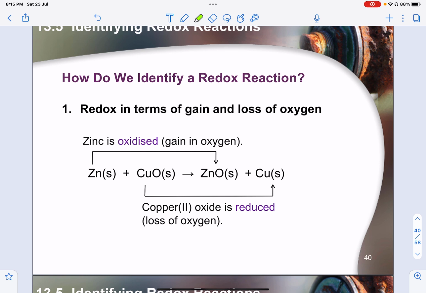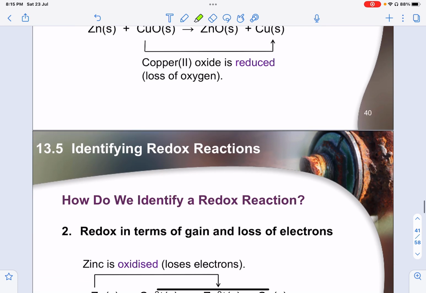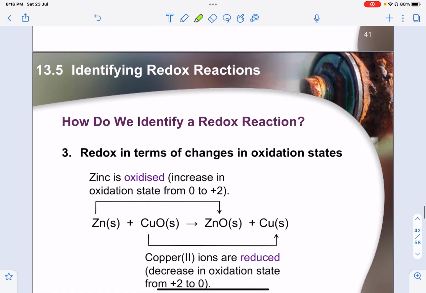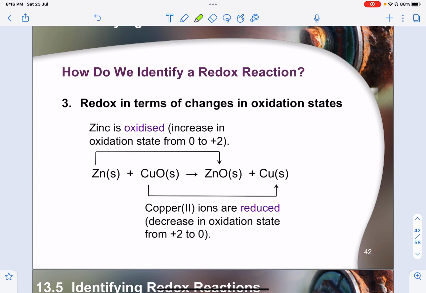So in this case, we could see that zinc has gained oxygen to form zinc oxide, and this is oxidation. Whereas copper oxide is reduced to copper by losing the oxygen, therefore it's reduced. So in totality, because you have undergone both oxidation and reduction in the same equation, therefore it's a redox reaction. Okay, this is another example, but in terms of electrons. Then we have one based on oxidation state.